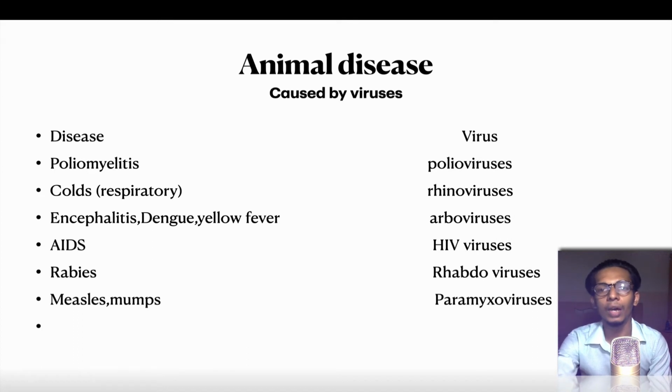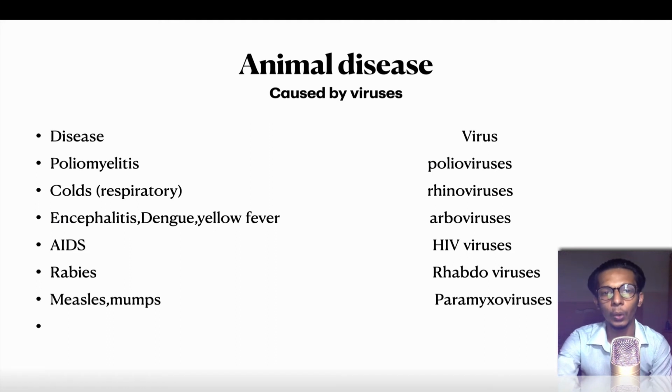Animal diseases. Now we will be discussing some animal and plant diseases which are caused by viruses. This is another topic which was inside our textbook, in paragraphs, so I opened it and made it simple for you and made a chart in which on one side we have diseases and on the other side we have viruses. So first we will see diseases. Poliomyelitis, I'm sorry if I am pronouncing it wrong. Poliomyelitis, caused by polioviruses.